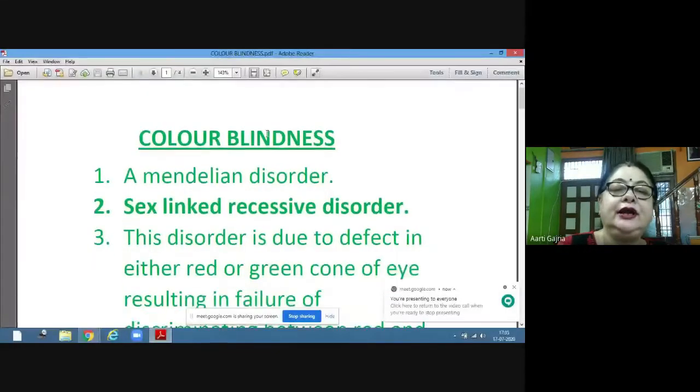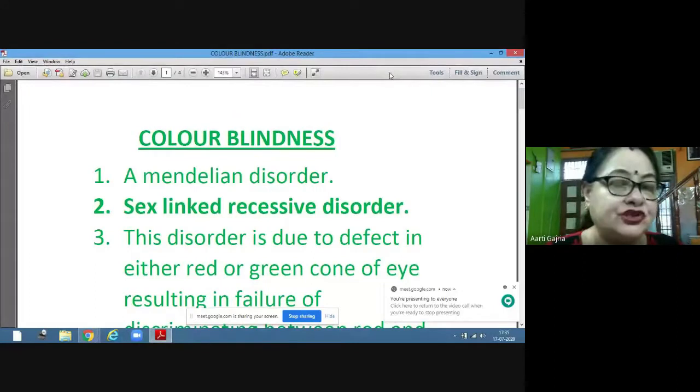Hello students, today we are going to learn about another genetic disorder, that is color blindness. This color blindness is also a Mendelian disorder, and it is present on the sex chromosome, that is, on the X chromosome. Color blindness is again a Mendelian disorder because of a mutation in the gene, which is present on the X sex chromosome, and it is a sex-linked recessive disorder.